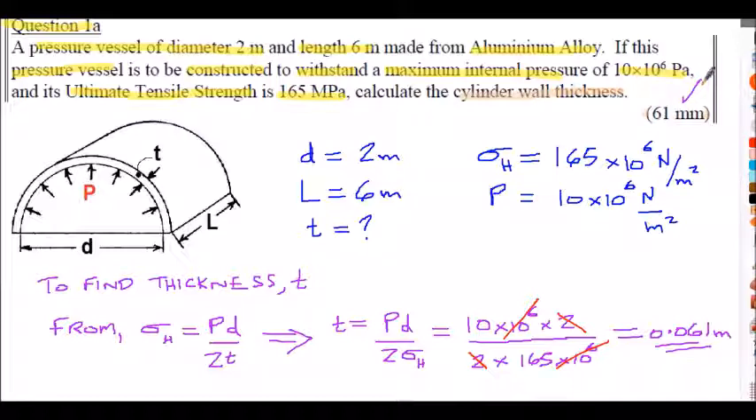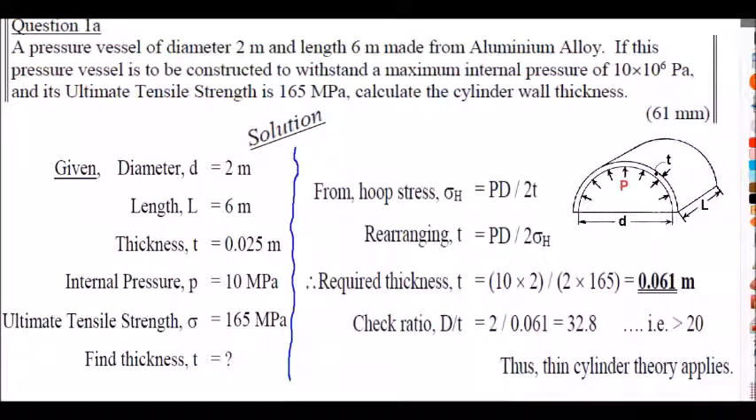Okay, so obviously in some of the questions, you will need to transpose the equation. Transposition is hopefully very straightforward, really. Here's my solution. You'll see in my calculations, you don't need to do this, but I've also put the D upon T ratio. I'm just checking the ratio, because in the real world, you would obviously have to make sure that the D upon T ratio does comply with the assumption made that it is greater than 20. In this case the 2 meter diameter divided by the 0.061 thickness gives a D upon T ratio of 32.8, so it's greater than 20. So my thin cylinder theory applies, and my calculations are valid in this particular case.